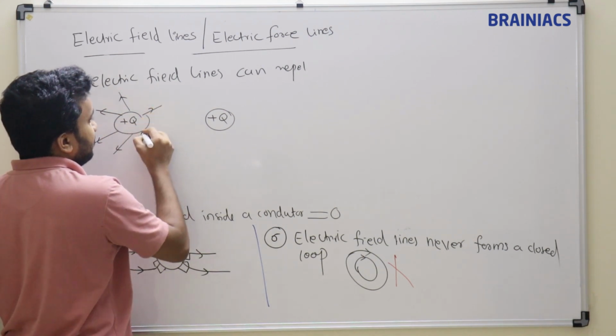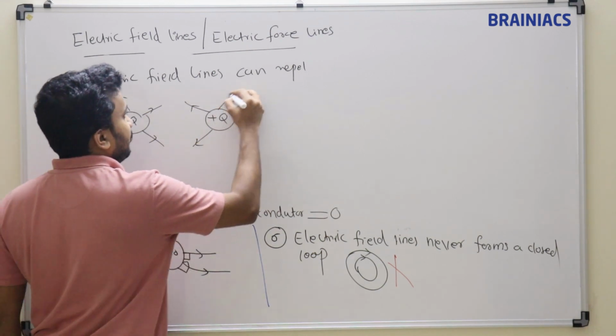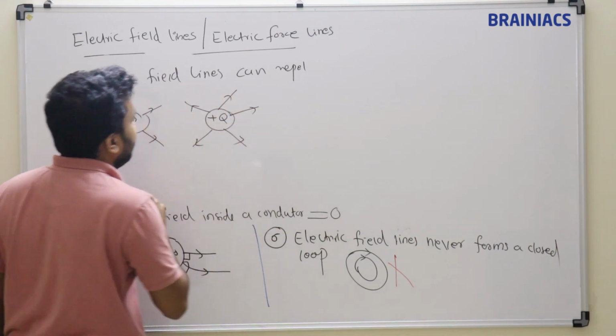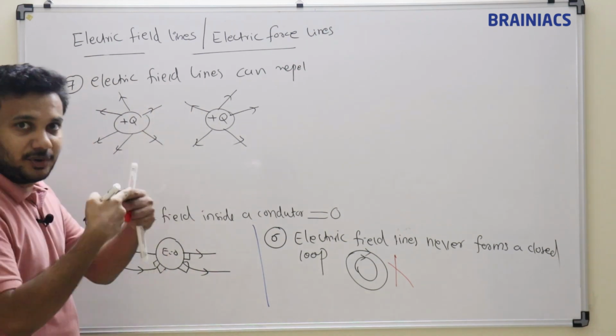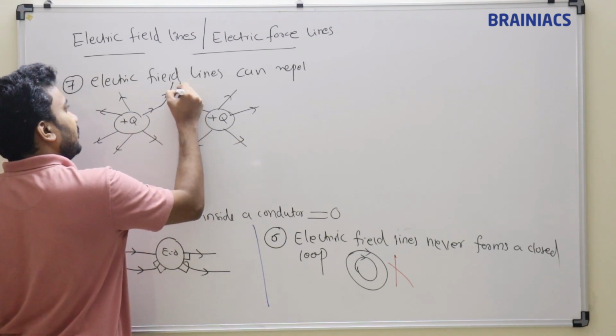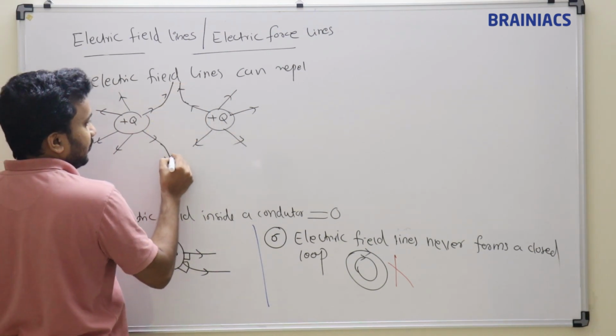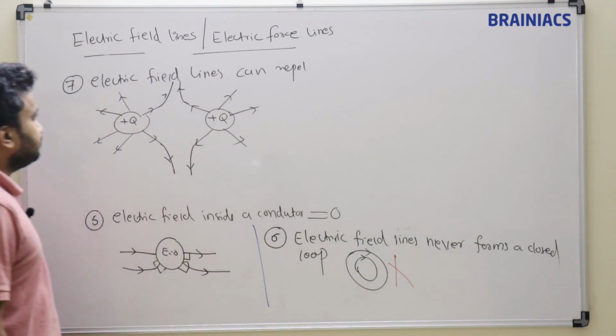But here also some lines are going out, right? For this also going out, this also going out. Whenever these two lines come, these two lines cannot cross each other, cannot connect. So what will happen? These lines will go like this, these lines will go like this, these lines will go like this.